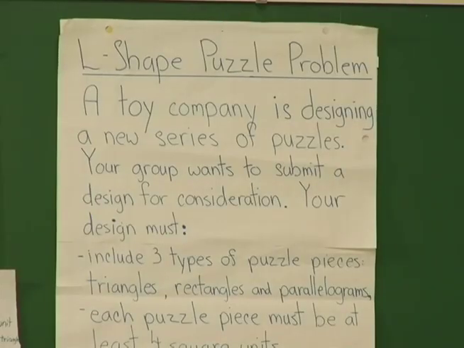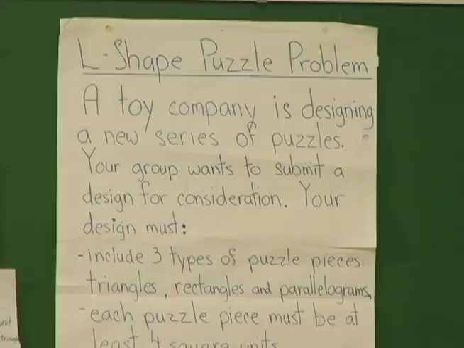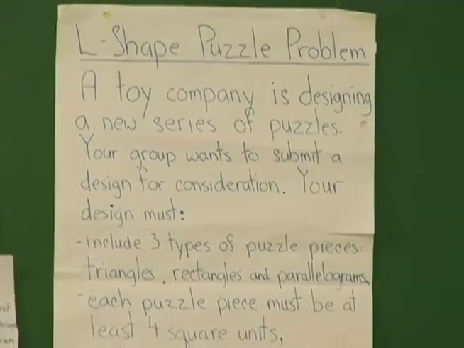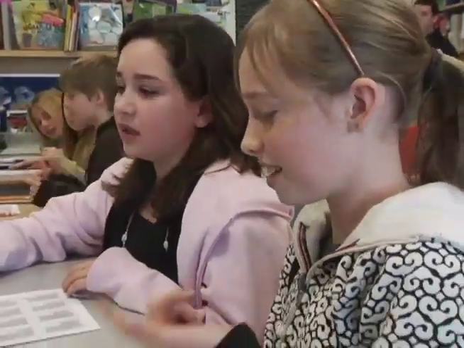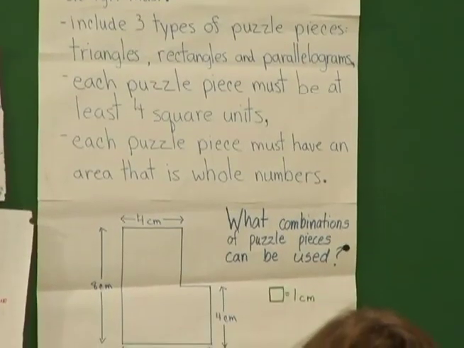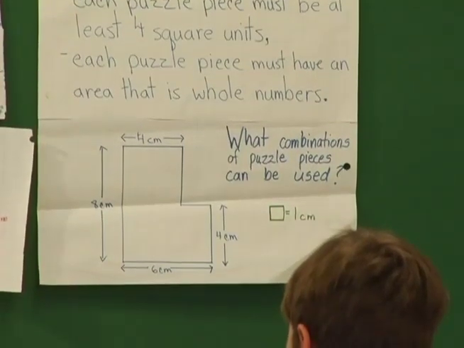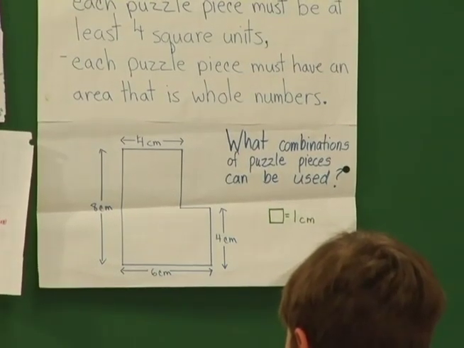Turn to your elbow partner and discuss what is the criteria of this problem, what needs to be done. So we have to design a puzzle. Yeah, and it has to have 3 different types. Include 3 types of puzzle pieces, which could be like a rectangle, a triangle, or like a parallelogram. Yeah, and it also says it has to be at least 4 square units per piece. And you have to have like a whole unit or centimeter square box. Yeah, it has to be whole numbers. It can't be half.